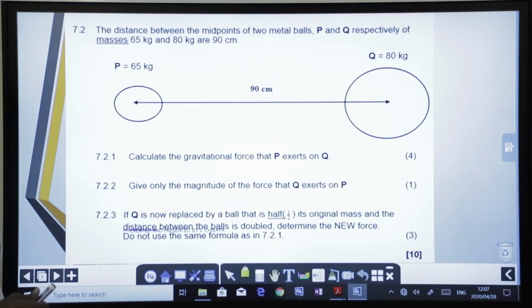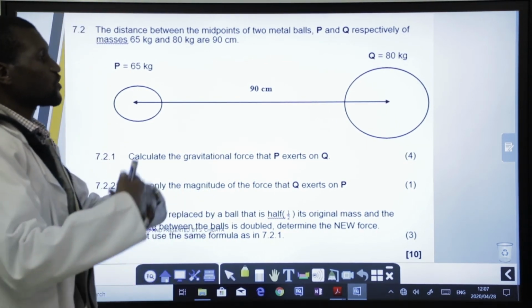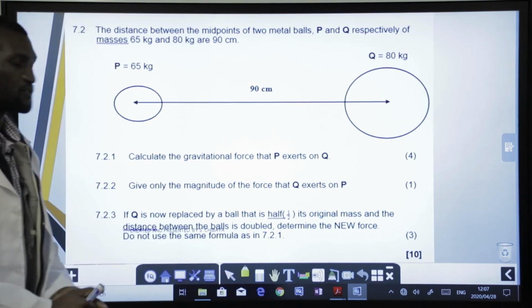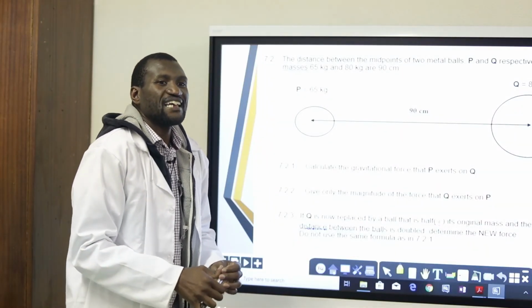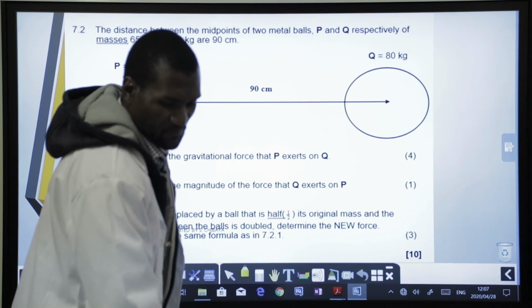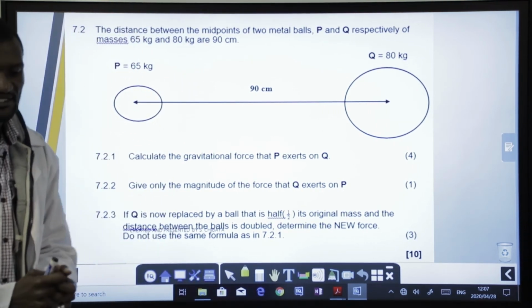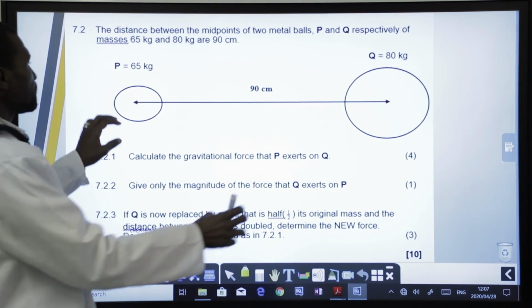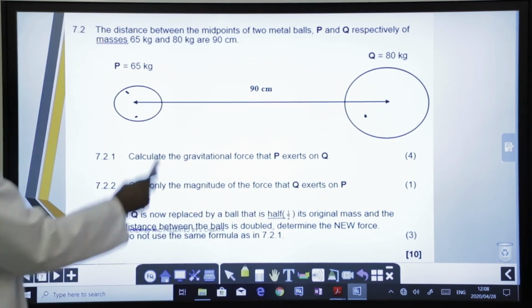The distance between the midpoint of two metal balls. So we are now talking about two metal balls. We can talk about planets using Newton's law of universal gravitation. We can talk about metal balls because we say every object, all right? We say that every single object in the universe experiences a force. Every body in the universe will attract each other. Even balls have got an attraction to each other.